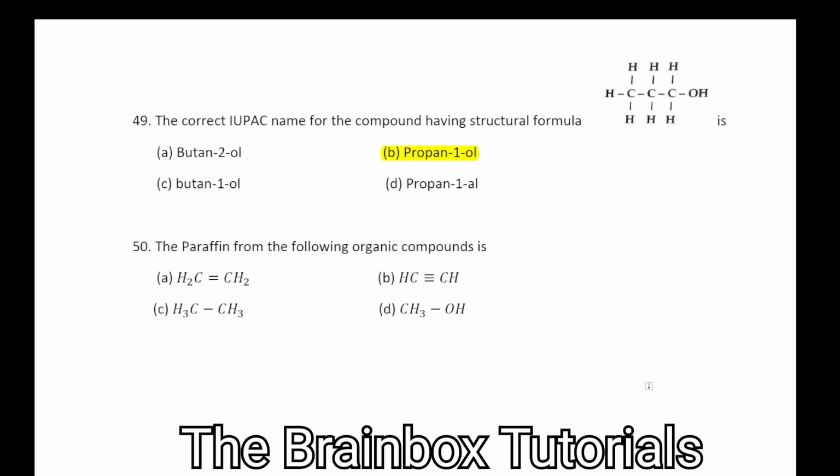Now the 50th question is: the paraffin from the following organic compounds is. So there are 4 organic compounds and we will have to find out the paraffin, if you know what paraffin is. A, H2C=CH2 with double bond, B, HC≡CH with triple bond, C, H3C-CH3 with single bond, and D, CH3-OH with single bond. And the correct option is C, H3C-CH3.